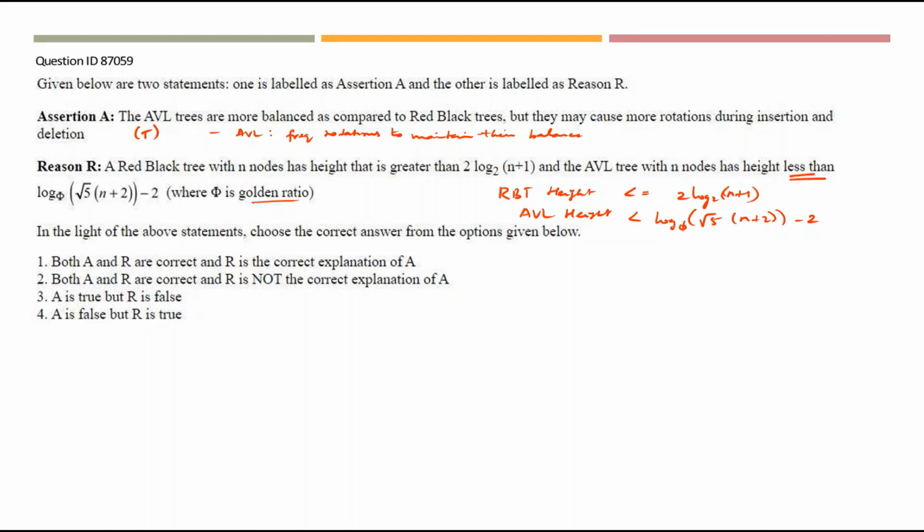But here they have given the red black tree has height that is greater than, which is wrong. Actually it is less than or equal to. Since this part is wrong, we mark R to be false. So we are not getting into option 1 and option 2. We are ending up with option 3. A is true but R is false will be the right answer.